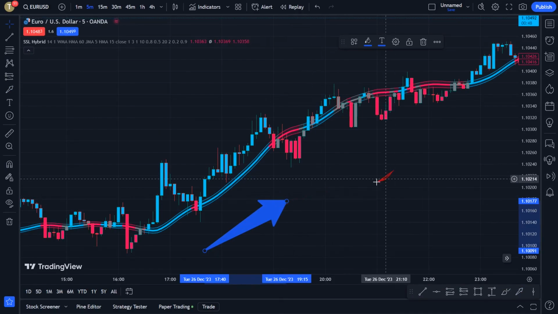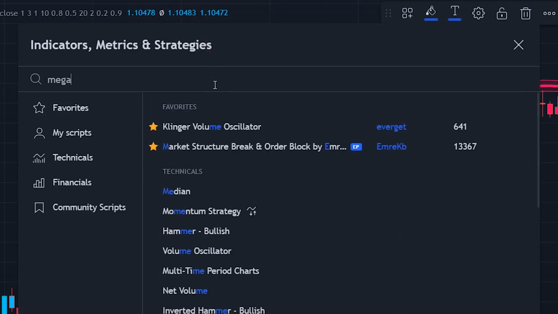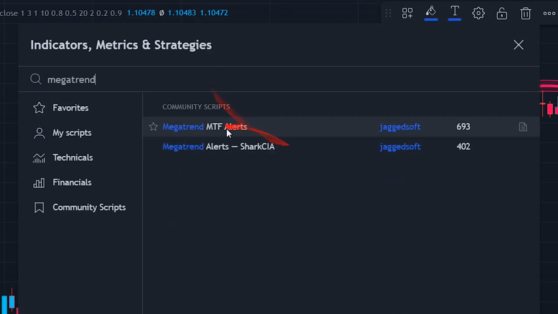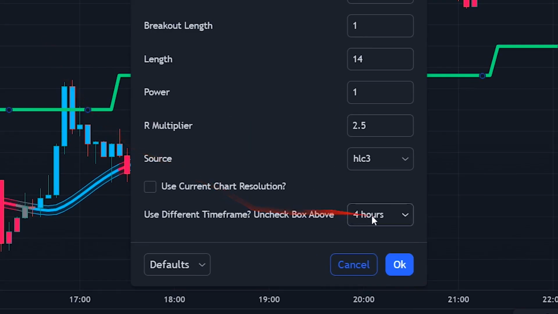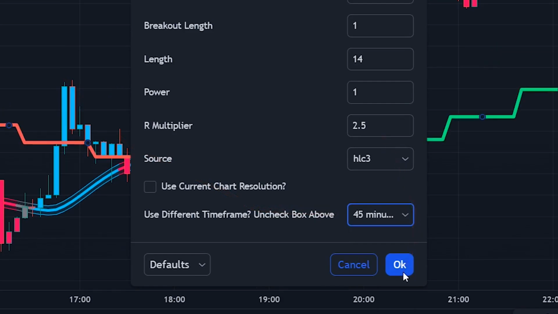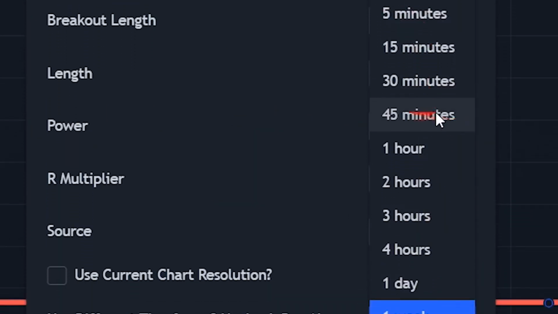Now we need to add the second indicator. Go to the indicator tab and search for Mega Trend MFT. When you find it, click on it and go to its settings. Set the time frame to 45 minutes. Choose 3 time frames higher than your trading time frame.